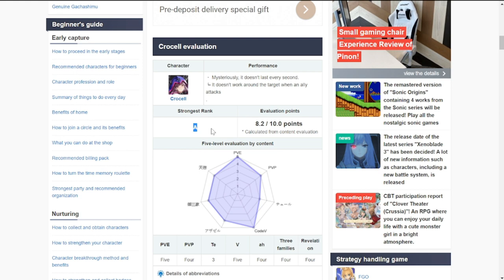I guess this is dependent on the server again. This is based on the Japanese server, so we're in global, so we might need her more in global than she is ranked. She is ranked A in the Japanese server.